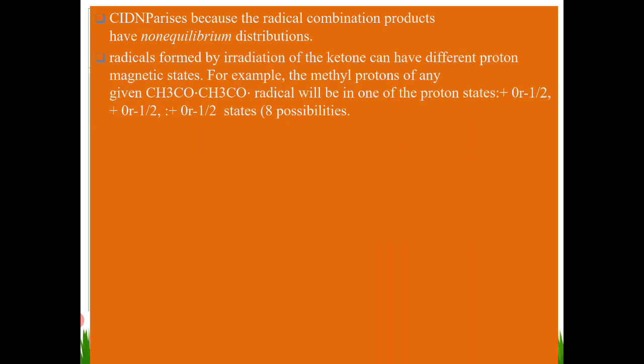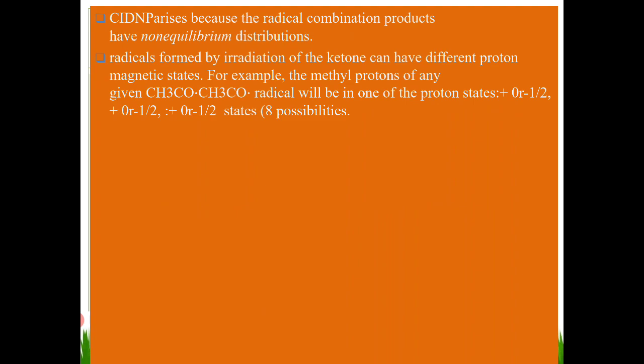And CIDNP arises because the radical combination products have non-equilibrium distributions. So the combination need not be big. That is one of the disadvantages of free radical reactions. You can't predict in what ratio the products are getting formed. So there will be non-equilibrium distributions.